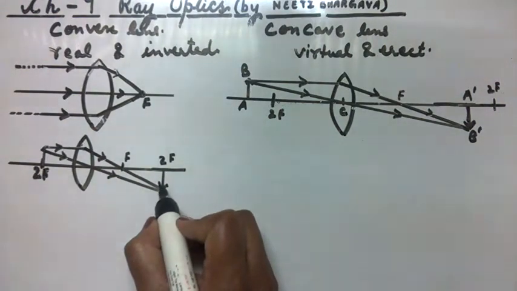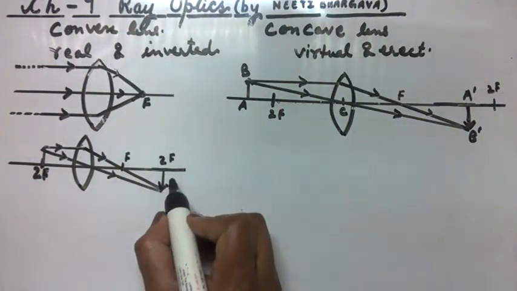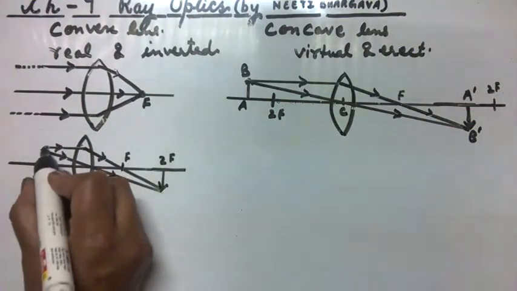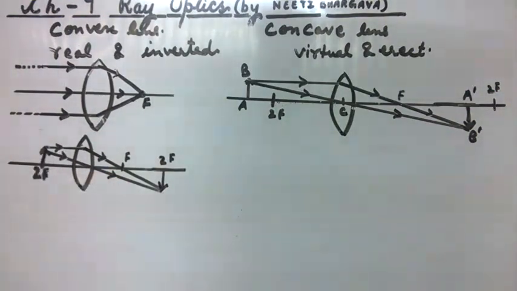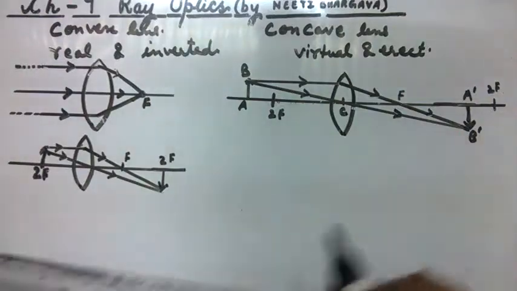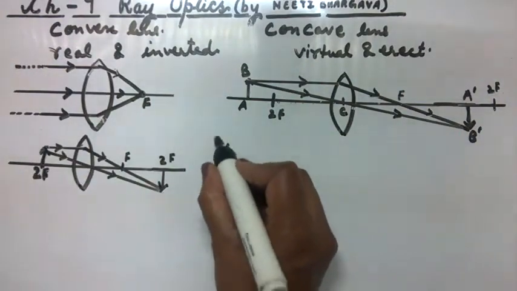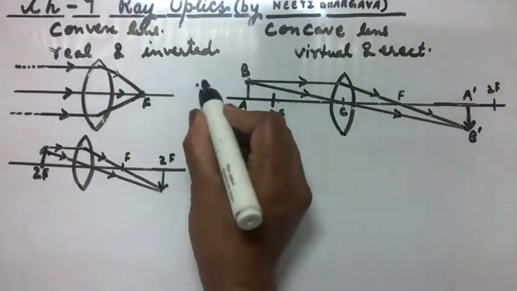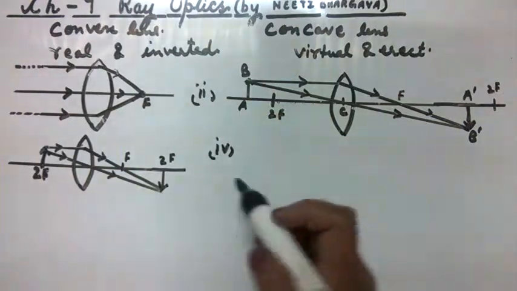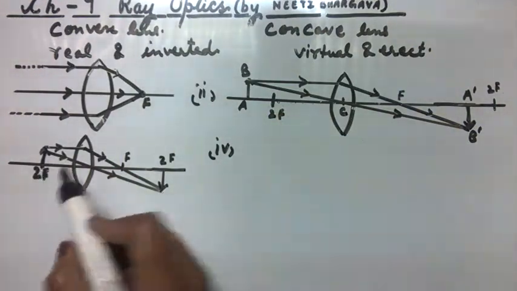Image at 2f, real and inverted, and of the same size. The fourth one is when the object is lying between 2f and f.